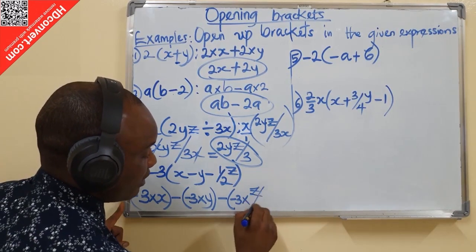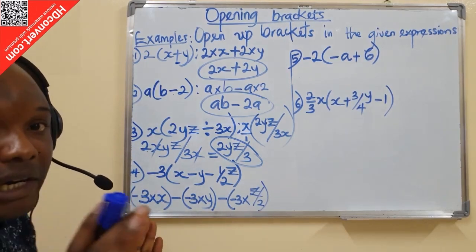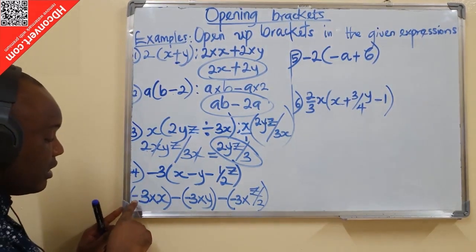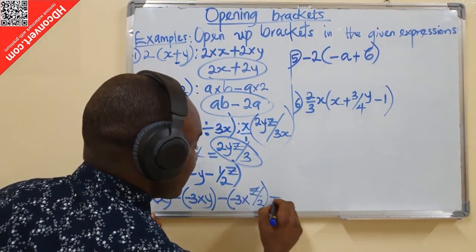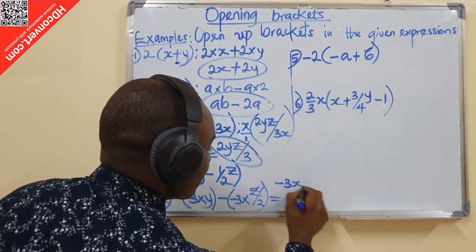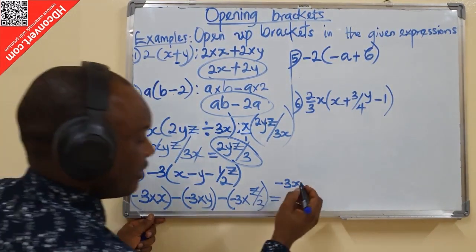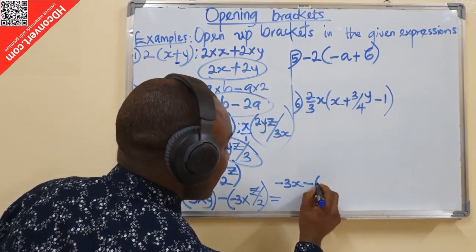It's the same thing, half z, like this. All right, this makes it easier for us to work out. Hence, let's do it. Negative 3 times x means negative 3x. Minus is here, write it down. Negative 3 times y means negative 3y.